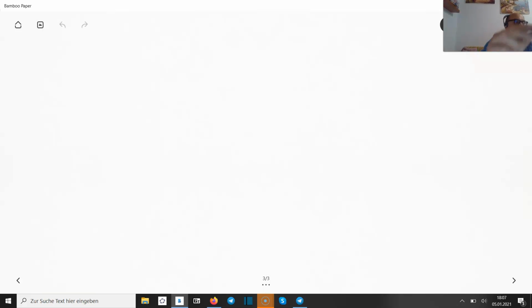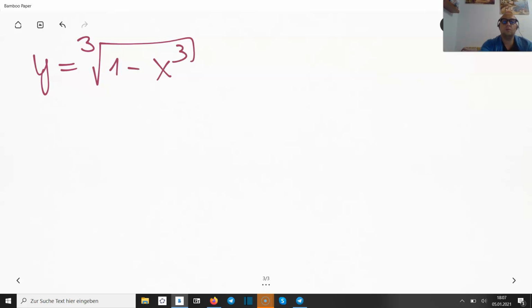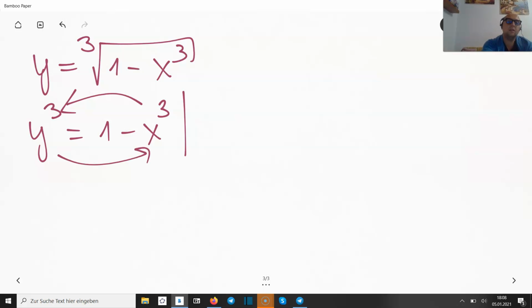The next one is, let's say we have y equals the cubic root of 1 minus x to the power of 3. First of all, we can take all kinds of odd roots out of positive and negative numbers at the same time, even in high school mathematics, so it's no problem. We have to solve it for x again. So take it to the power of 3. You have 1 minus x cubed. Then we just bring x to the left-hand side and y to the right-hand side. So x cubed is equal to 1 minus y cubed, and then take a cubic root.